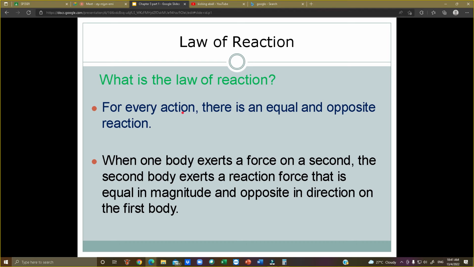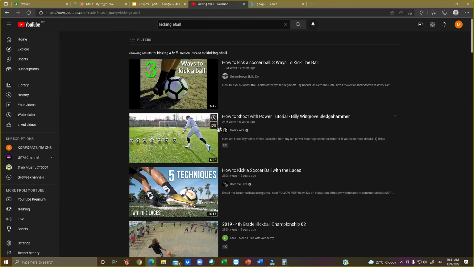Jadi, dia juga menceritakan some properties of Newton's second law. For example, kita ambil contoh sepak bola.